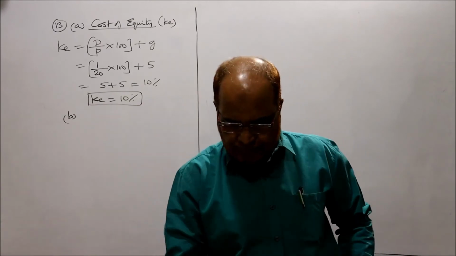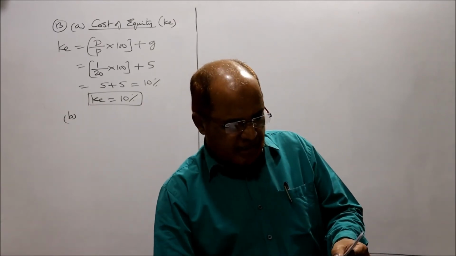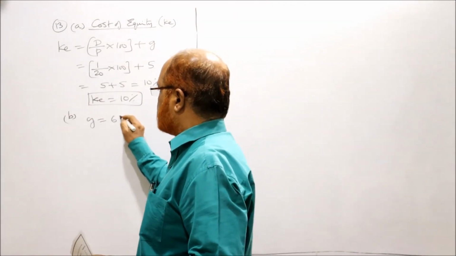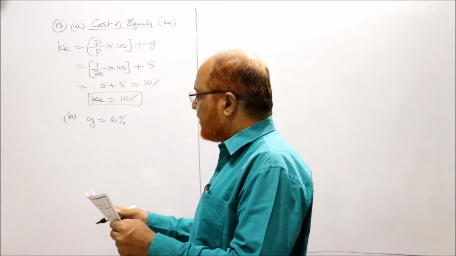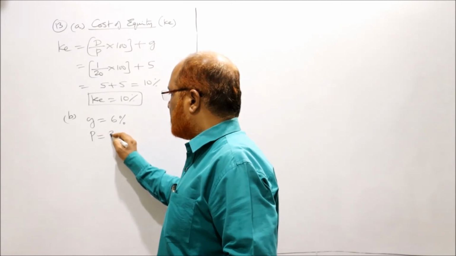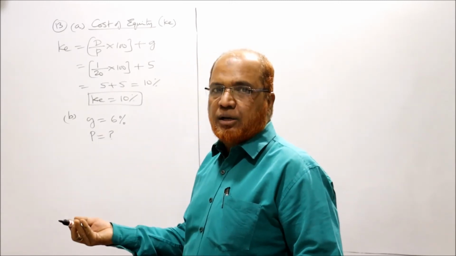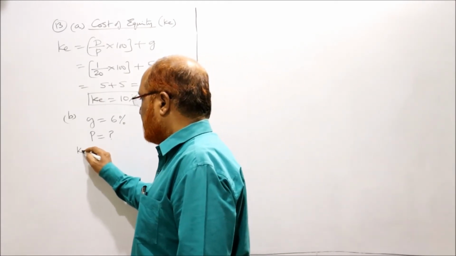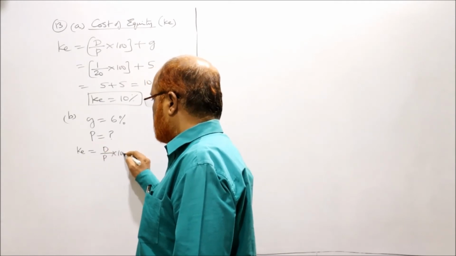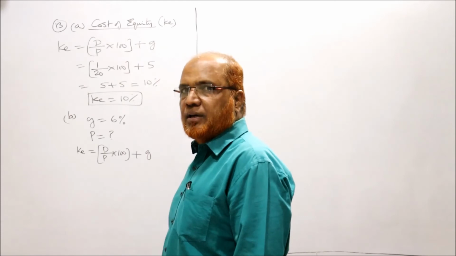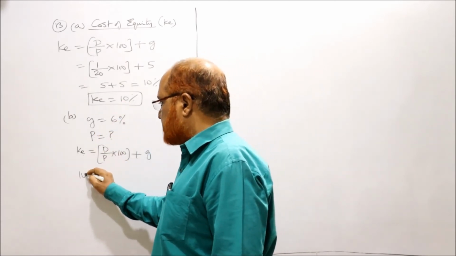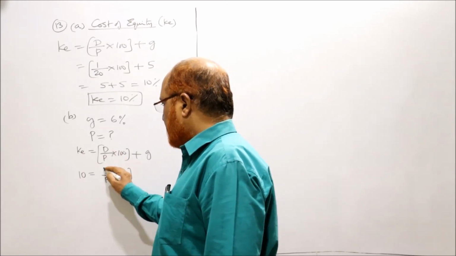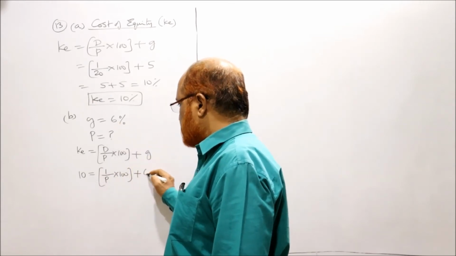Now, B bit. It is anticipated, if the anticipated growth rate is 6%, G is equal to 6%. Calculate the inflated market price, P is equal to how much? It is asking you what is the new market price if the growth rate has become 6%. Again we apply the formula, K is equal to D by P into 100 plus G. Cost of equity KE already we got 10%. Dividend per share is same 1 rupee. Price we have to calculate. And growth rate is given in the problem as 6%.